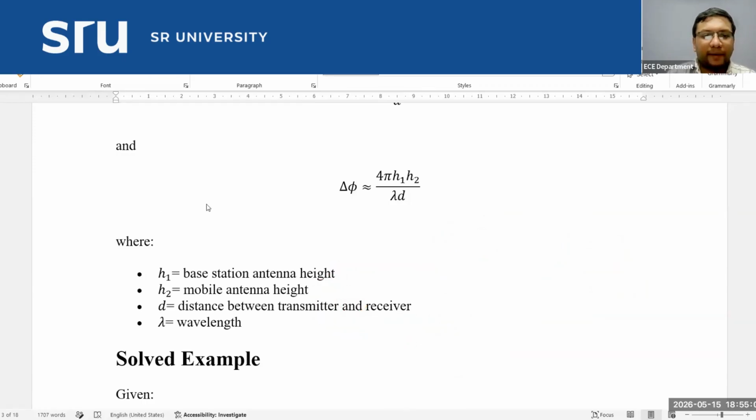So h1 means the base station antenna height. H2 means mobile antenna height. D means distance between transmitter and receiver. Lambda is the wavelength. So let us solve another example.